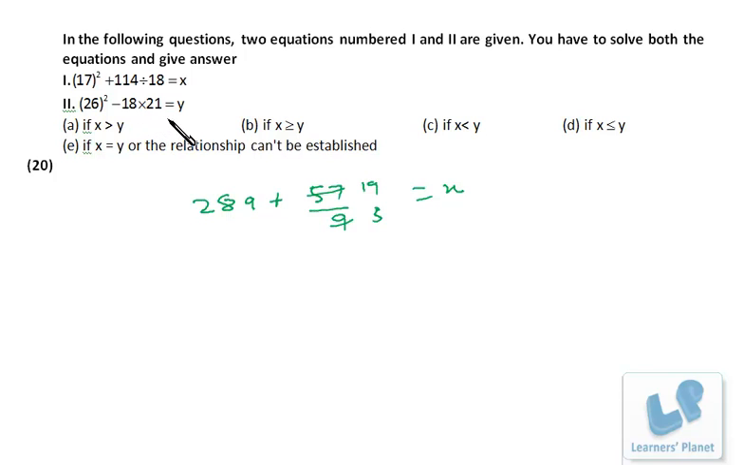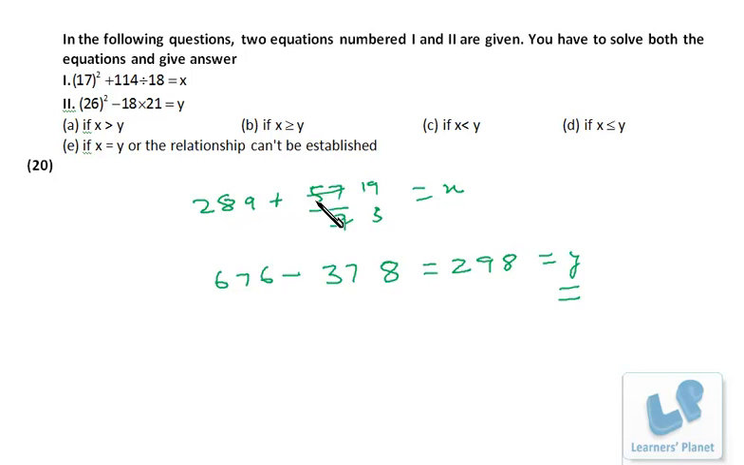Similarly, we can calculate the value of y as well. So 26 square is what? 676 minus 18 into 21, 18 into 1, two are 36, and 376. The difference is 300, and so it's 298, right? So that's the value of y, okay?